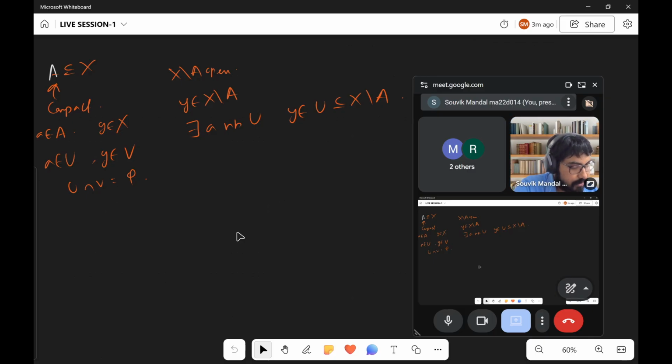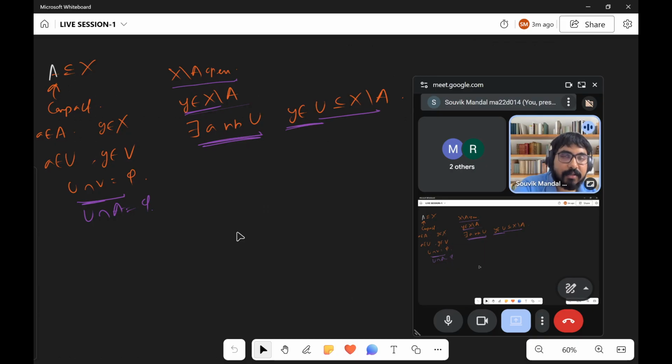Can you please explain the last line? We need to show X minus A is open. Correct. So that means if we choose any point y in X minus A, we get a neighborhood u such that y belongs to u, which lies entirely inside X minus A. Yes, sir. Understood. But the argument that you gave only gives u intersection b is equal to empty. We must have u intersection A is equal to empty. Then only we can say u is a subset of X minus A. Correct. Please try to attempt it another way.